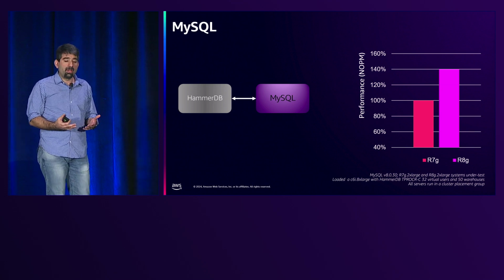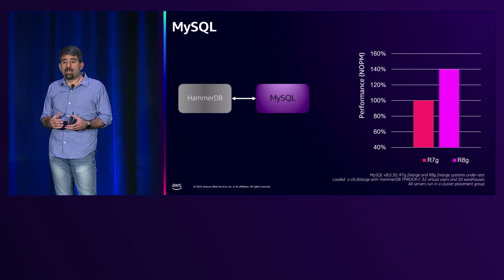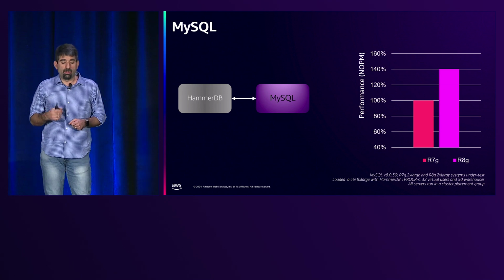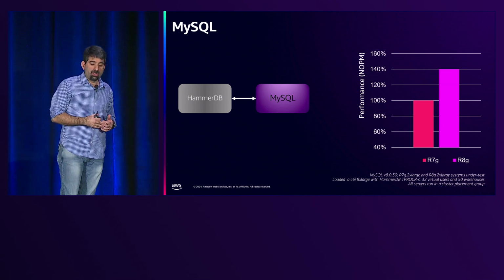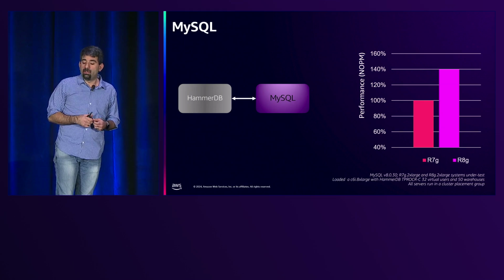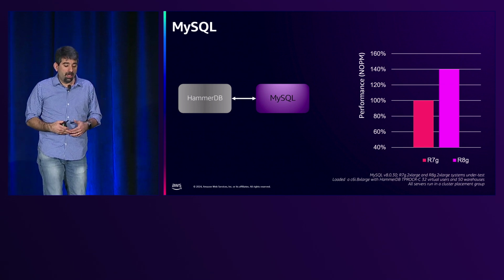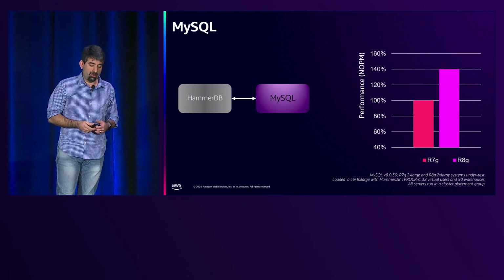And here, I'm using HammerDB. HammerDB is an open source load generator. It's meant to mimic a company that keeps track of stock in warehouses, receives orders, processes payments, delivers orders, checks stock. And it measures performance in terms of the number of new orders per minute that can be processed in the database. And so going from Graviton 3 to Graviton 4, we see an amazing 40% increase in performance in one generation of processor.